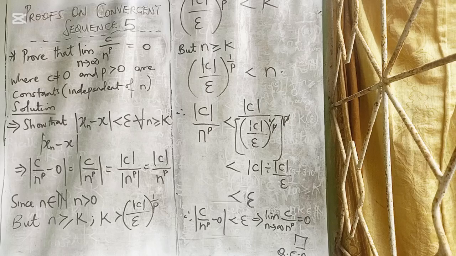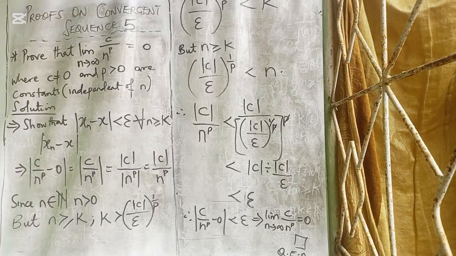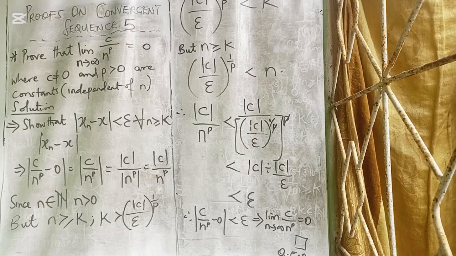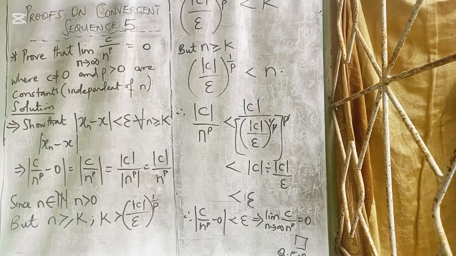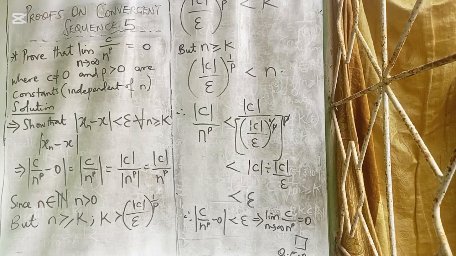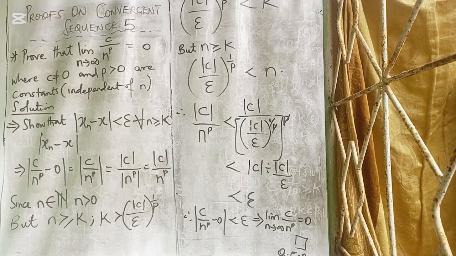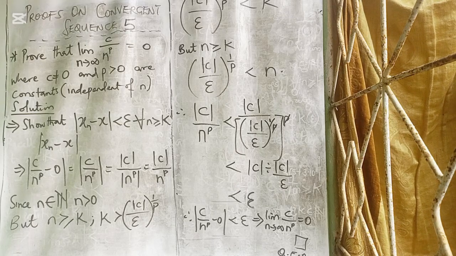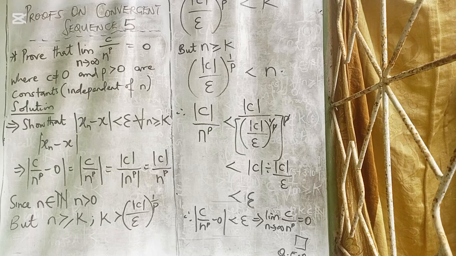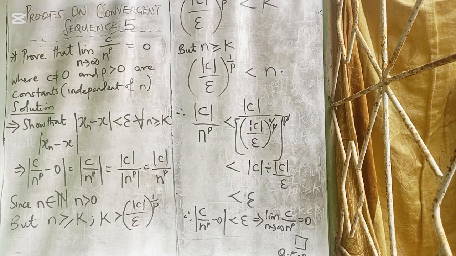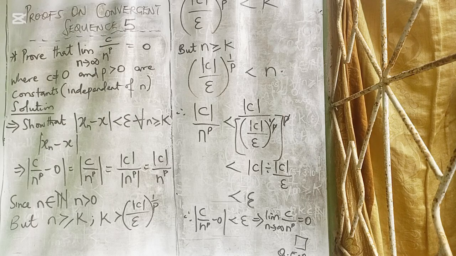In the next class, we'll be talking about sequence divergence. We'll try to give a definition for a divergent sequence, or what happens when a sequence diverges to positive infinity, and what happens when it diverges to negative infinity.